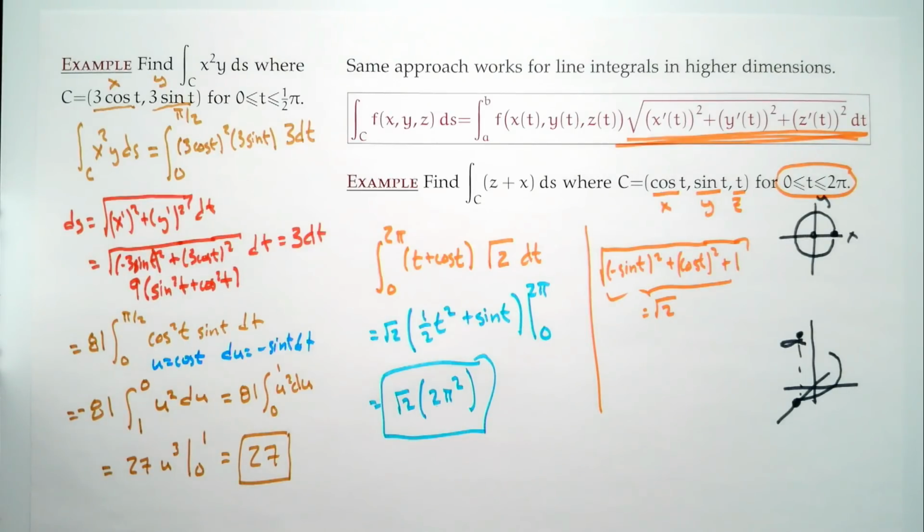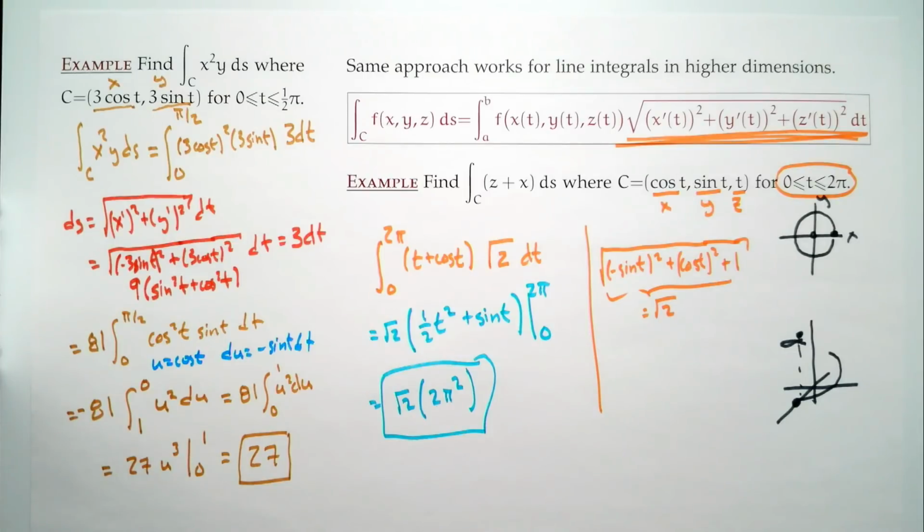Oh, these aren't so bad. It just says everywhere you see x, y, z, replace it by the appropriate function from the parameterization. And don't forget the ds term. So yeah, okay, good. These we can do.